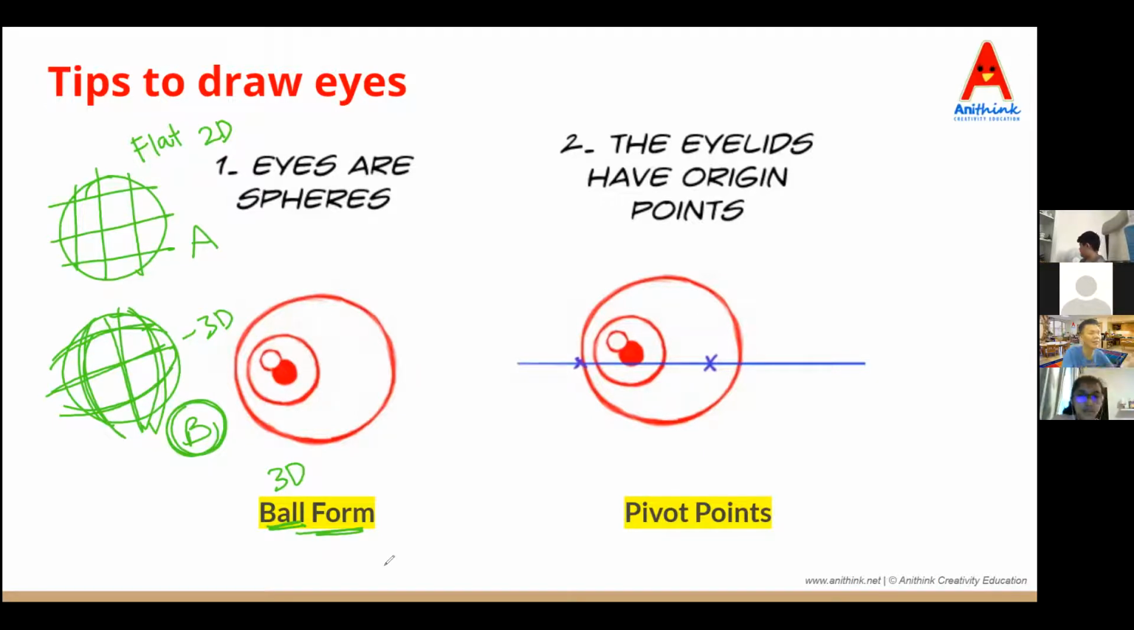And then next, you need to set the origin point. We call it the pivot point. That means when you draw your eye, you need to have a pivot point.